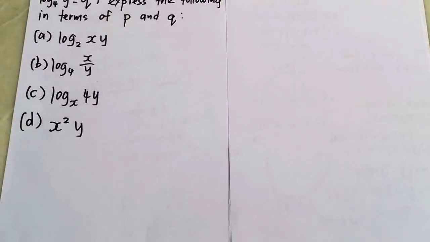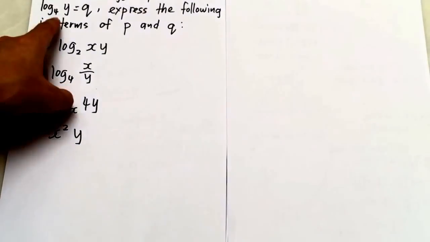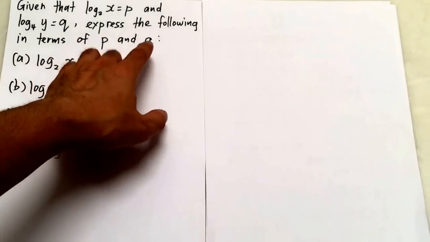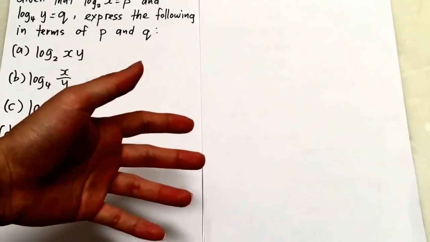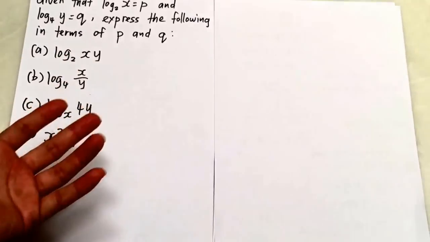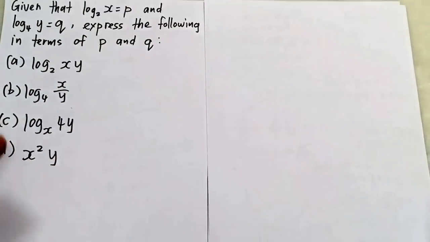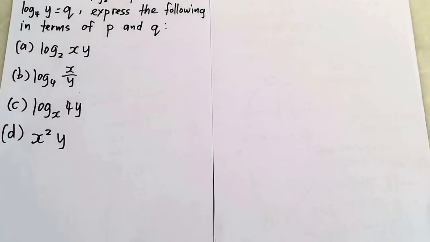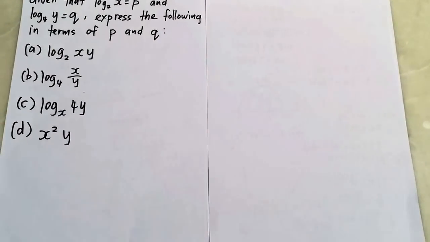Alright, anyway, this question is: given that log 2 x equals p and log 4 y equals q, express the following in terms of p and q. It means that when you solve this, your final answer must be equal to something p and something q, or only p or q. You can no longer have log in your answer because it says in terms of p and q. But when they say in terms of p and q, your answer can still accept a number. For example, you can have 4p minus 2q. Still in terms of p and q, with the number is okay.